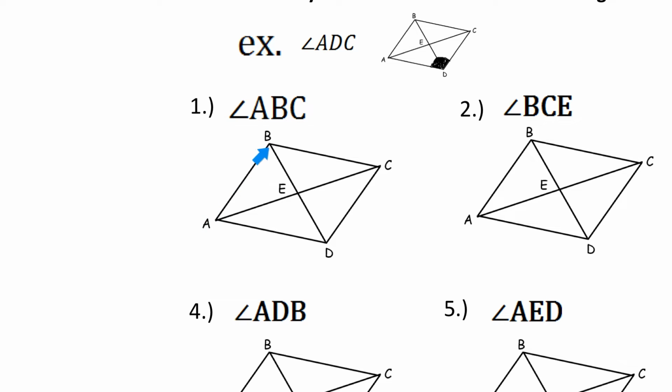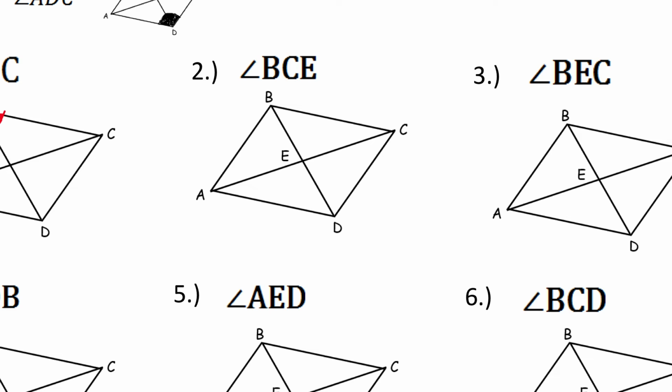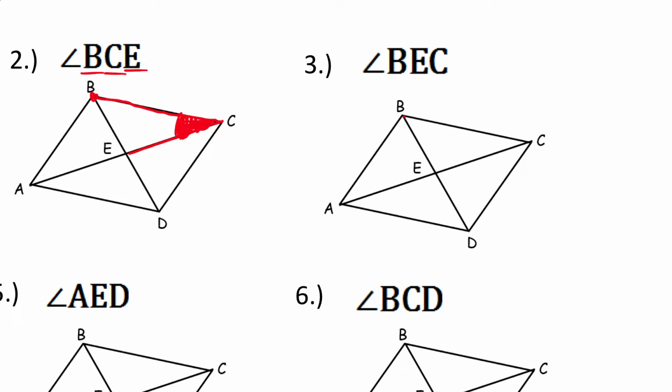We start at A, we go to B, that's going to be the middle of the angle, and then we go to C. So we go from A to B to C, and that means we're talking about this angle right here. Okay, next one, BCE. So we go to B, then to C, then to E like this. So it's this angle right here. Okay, the next one, it goes B to E, then to C. So it's talking about this angle right here.